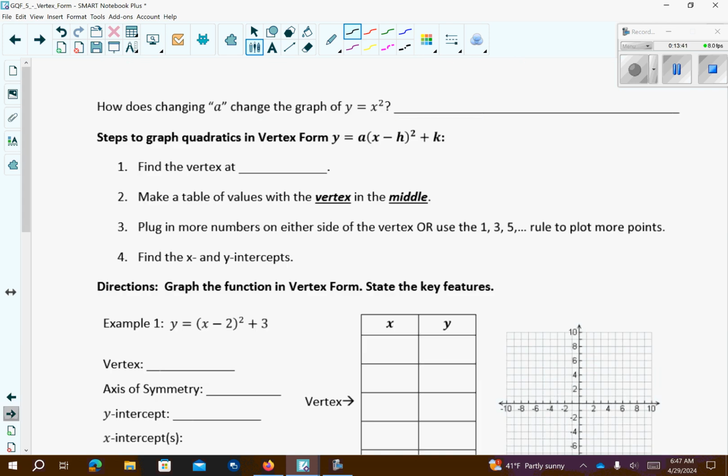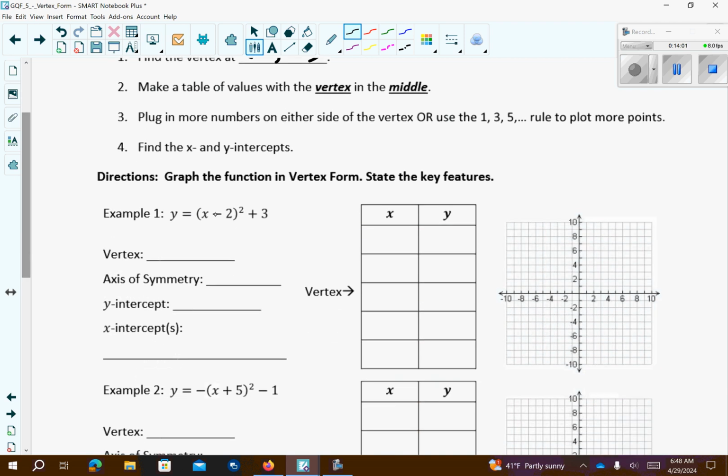All right, how does changing the a change the graph of x squared? Well, we just talked about that on the last one. So find the vertex of this one. It's going to be the opposite of here, so I get h, and same here, k. So opposite sign when it's in parentheses, same sign outside. Opposite of -2 is +2. Same here, so 2, 3. It's right there. The axis of symmetry is going to be x equals 2.